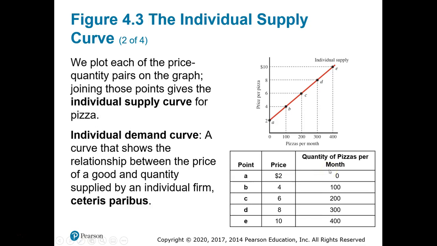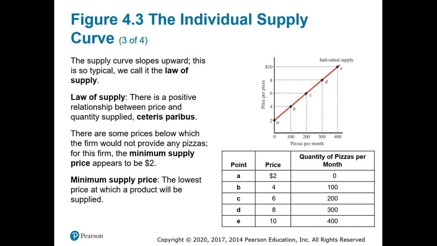We plot each of the price quantity pairs on the graph, joining those points, giving it an actual curve for pizzas. The curve shows the relationship between the price of a good and the quantity supplied by an individual firm, ceteris paribus. It's just a relationship. It slopes upward, so typically we call it the law of supply because it is a positive relationship between price and quantity supplied. Whereas demand was negative, the law of supply is positive as long as everything stays the same, ceteris paribus.